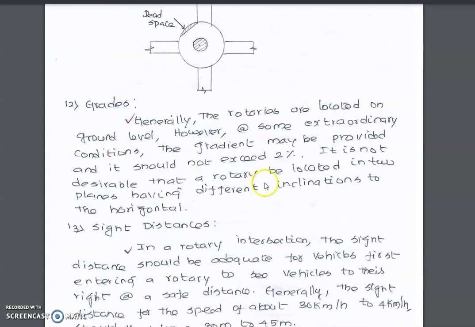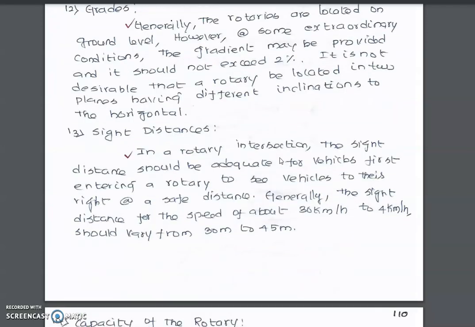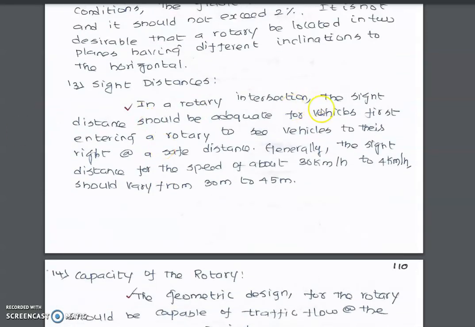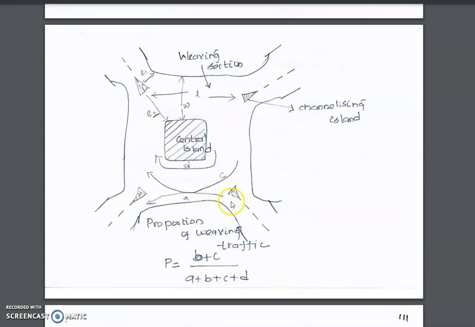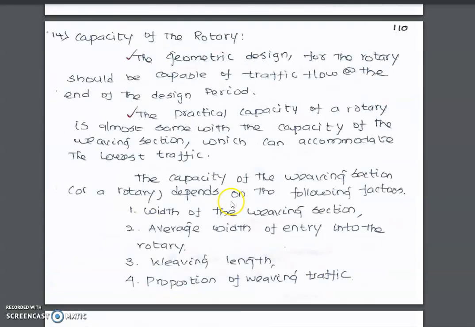Then grades: the gradient should not be more than 2%, so 2% is not to be exceeded. Then side distance. In a rotary intersection, the side distance should be adequate for a vehicle first entering a rotary to see vehicles to its right at a safe distance. Generally, the side distance for a speed of about 30 km per hour to 40 km per hour should vary from 30 meters to 45 meters. The capacity of the rotary we will discuss later in our class.